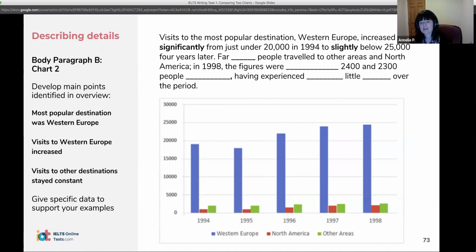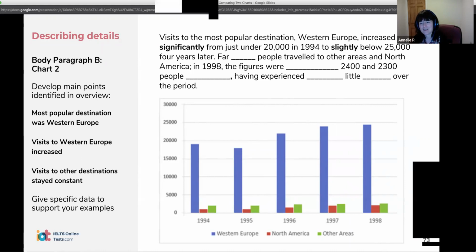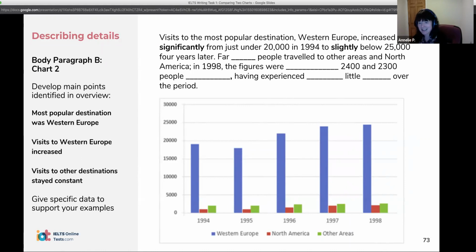Far. Oh, we're very close. Ekaterina, you get a prize. Far fewer. Okay, very good, Ekaterina. Far fewer people traveled. It's countable, so we need to use fewer. If it was uncountable, we could use less. Okay.